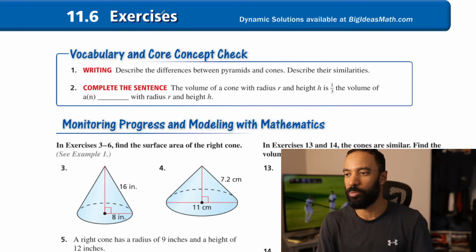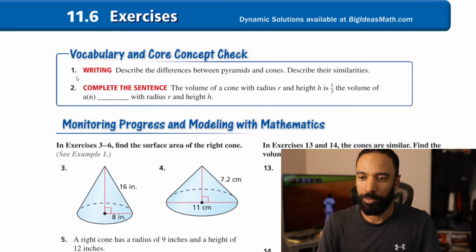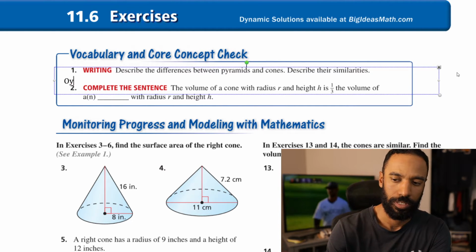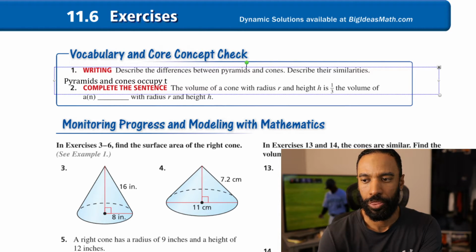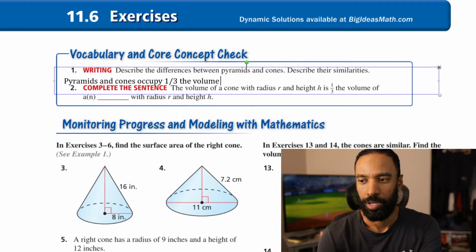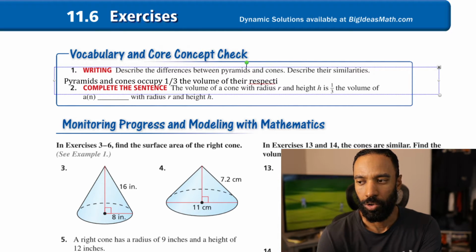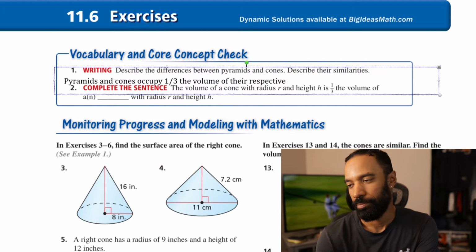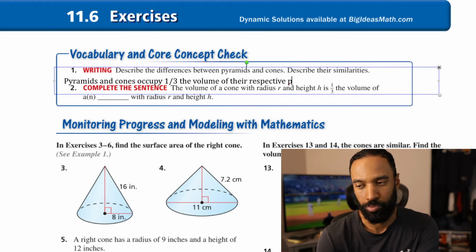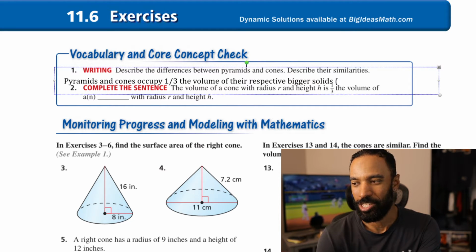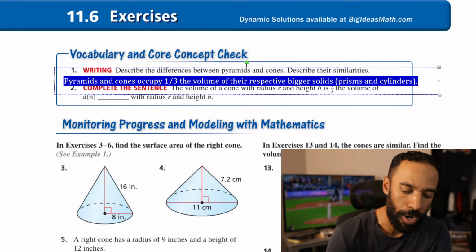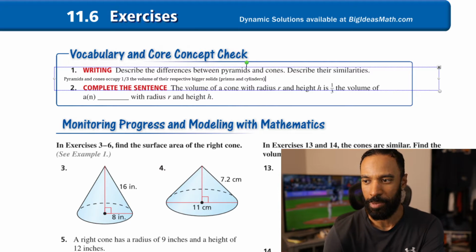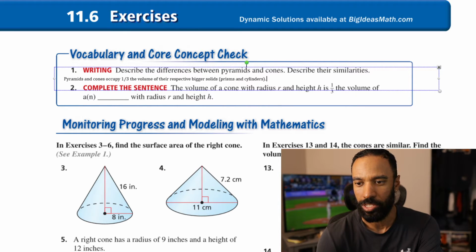Describe the differences between pyramids and cones. Describe their similarities. Well, pyramids and cones occupy 1/3 the volume of their respective older brethren, prism-like solids. Let's see, bigger solids, that's prisms and cylinders. So that's how they're the same. They kind of have that 1/3ness to them. They have a single base. They meet at an apex, things like that. So that's their similarities.